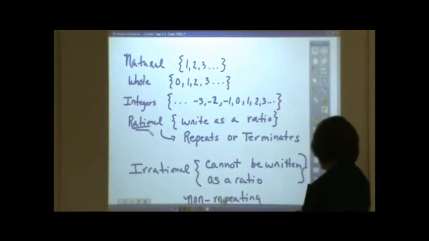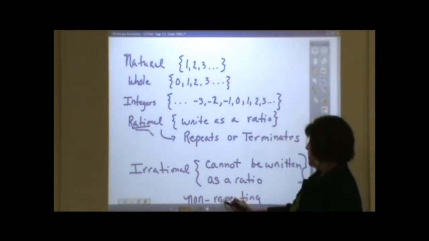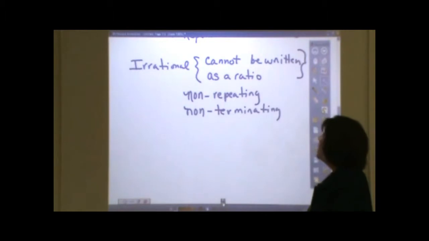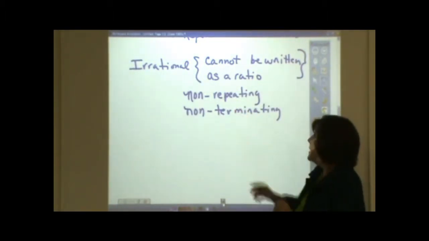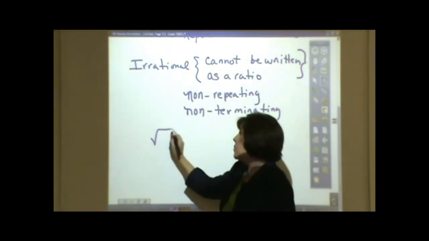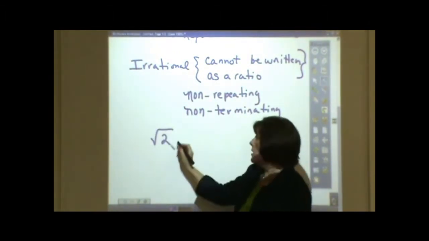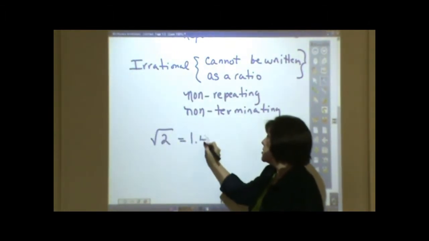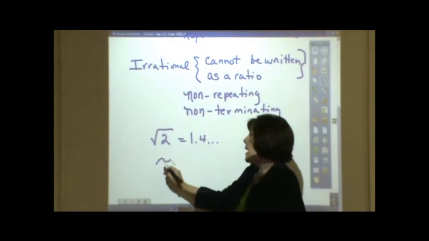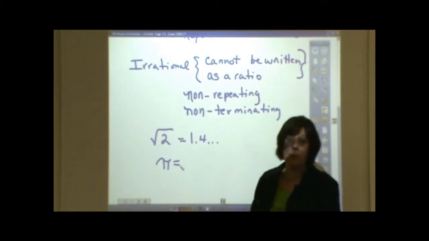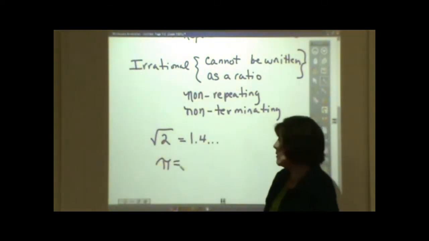Finally, within this number system are the irrational numbers. Now, an irrational number cannot be written as a ratio. It is a non-repeating number, and it is non-terminating. It would be like the square root of 2. If you put that in your calculator, it would give you some long answer, and it would keep going, but it would not repeat or terminate. Or you've seen the letter pi. Now, I know that we represented pi by 3.14, but pi never repeats or terminates.